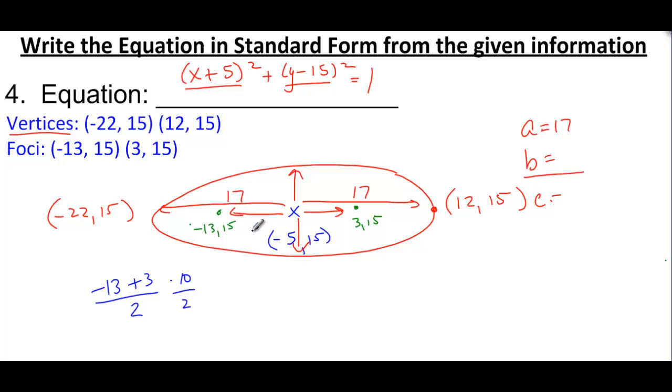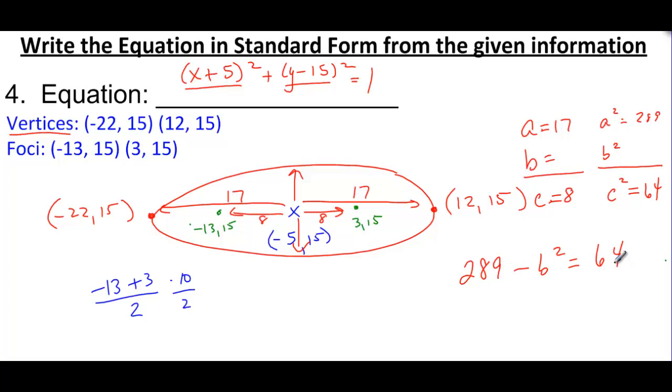Well, if I'm at negative 13 to negative 5, or negative 5 to 3, that's a total of 8 spaces. So again, a squared is going to be 289. B squared I do not know. And c squared is equal to 64. Because these are the vertices, I know that's actually the larger number.